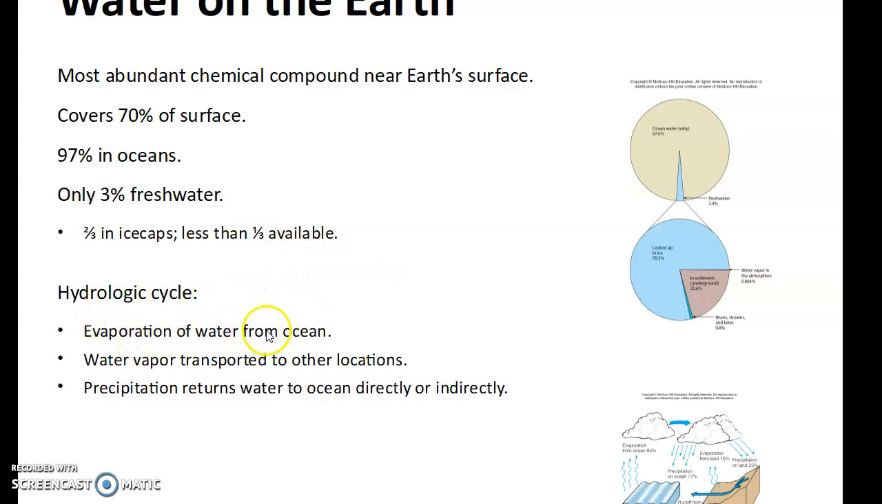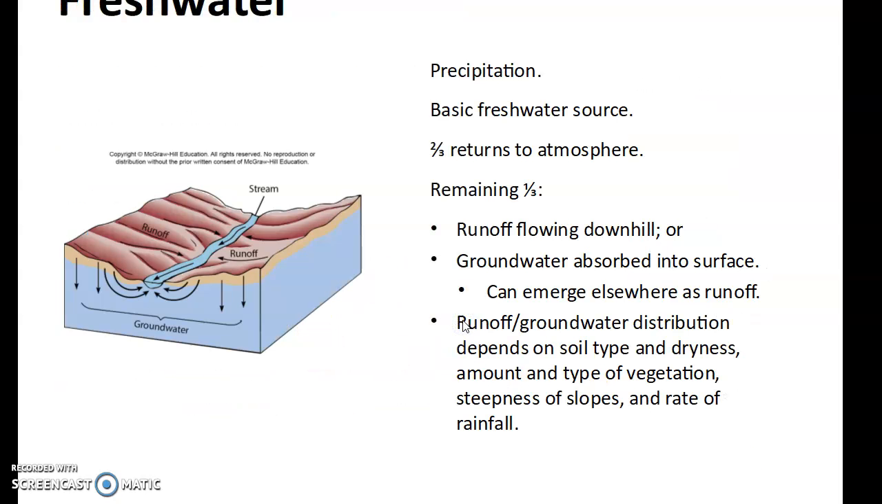Hydrologic cycle: evaporation of water from the ocean. Water vapor is transported to other locations. Precipitation returns the water to the ocean directly and indirectly. That's the hydrologic cycle. Precipitation is the basic freshwater source. 2/3 returns to the atmosphere. The remaining 1/3, runoff, flows downhill, sometimes taking a lot of stuff with it. Groundwater is absorbed into the surface and can emerge elsewhere as runoffs. Runoff groundwater distribution depends upon the soil type, the dryness, the type of rocks you've got down there, the amount and type of vegetation, steepness, and rate of rainfall.